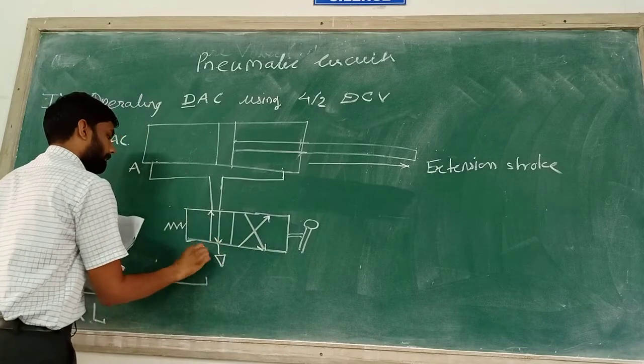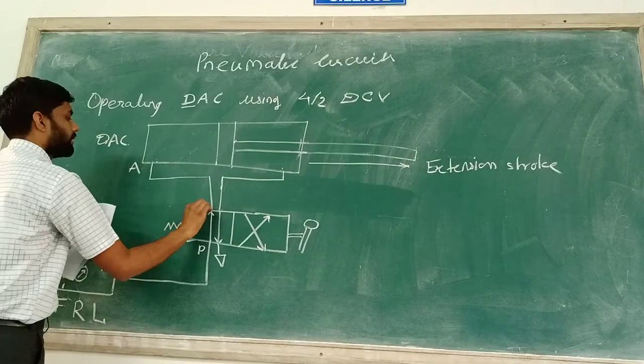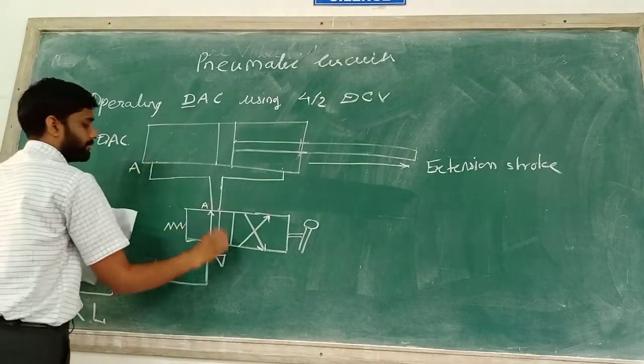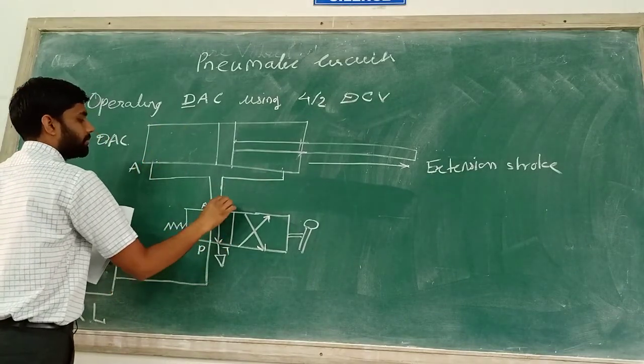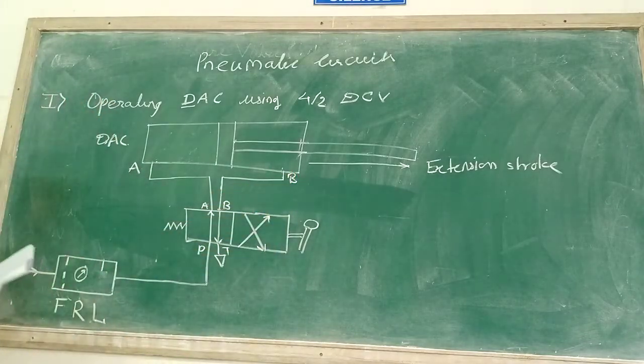This is the pump port P, which is connected to the FRL. This is connected with the A. A is connected on this side. The port T, port P is connected on this side of this piston here. So what is happening in this?